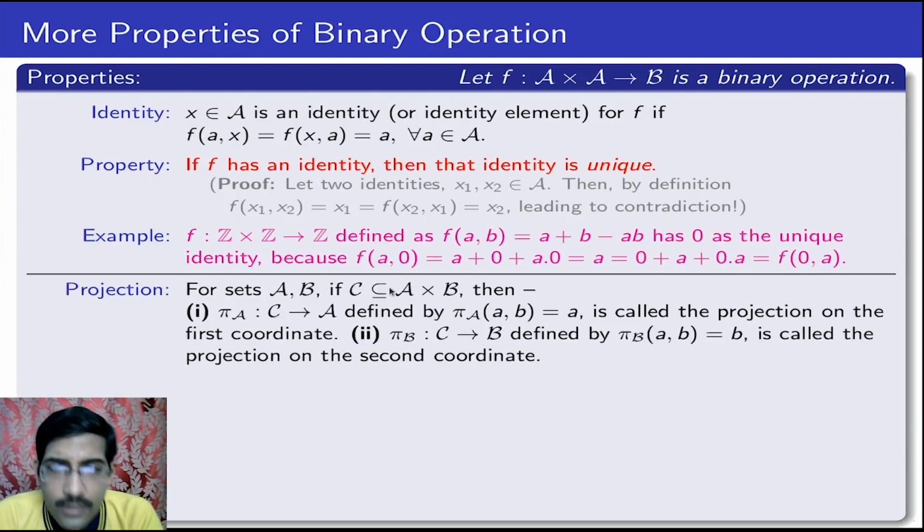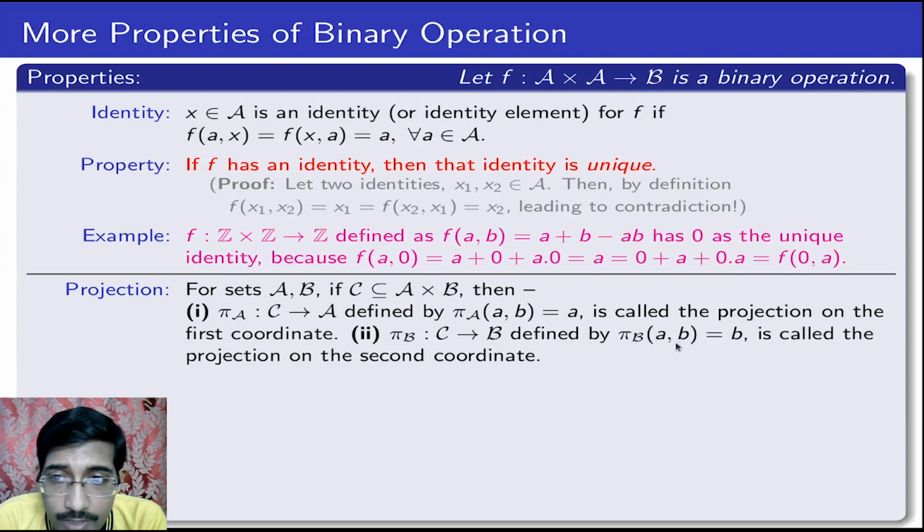Projection operation: let's say we have two sets A and B and we have a subset C of the Cartesian product of A and B, which is a relation basically. We say the projection of C to A is where we only take the value of the first component, whatever it is. So this is a function from a subset of A cross B to A, where we take only the A values as the answer. Then it's a projection on the first coordinate. And if we take the other one, it is a projection on the second coordinate.